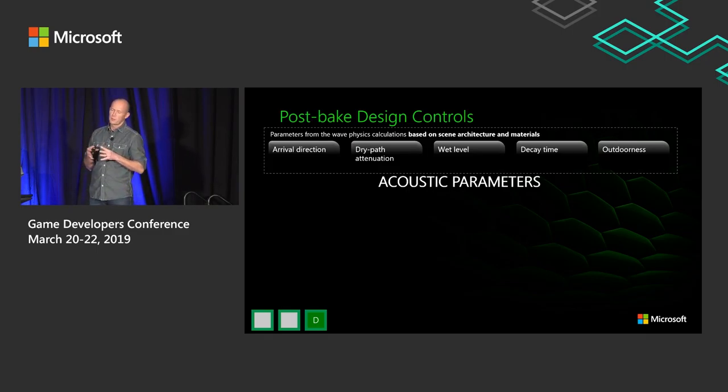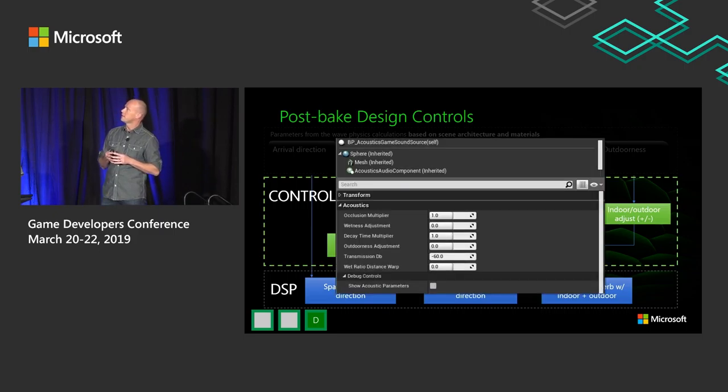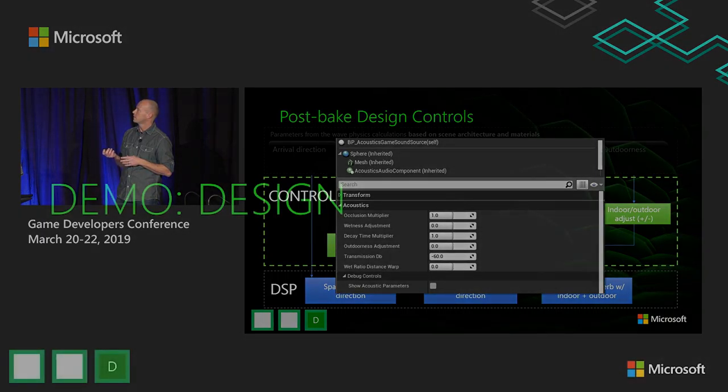And from these perceptual parameters, we derive design controls that represent aspects of environment acoustics that are more familiar to us. And that's these controls in green. They allow you to manipulate sort of the laws of physics after the cloud has created the foundation for the game world's acoustics. They're represented in the Unreal Editor this way, and they're also represented in our Unity plugin in similar ways. And Noel's going to give us a test of how those work in real time on an Xbox.